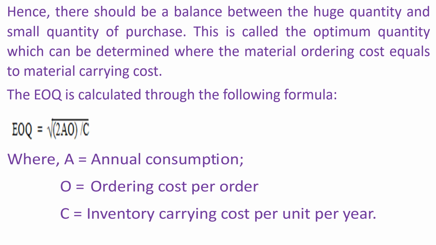The EOQ is calculated through the following formula. EOQ equals square root of 2AO by C, where A equals annual consumption, O equals ordering cost per order, C equals inventory carrying cost per unit per year.